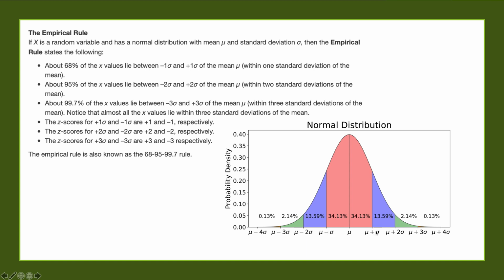Going back to the right here to where it's the border between the green and the purple, that's the mean plus 2 standard deviations. Down on the left is the mean minus 2 standard deviations, between the purple and the green.